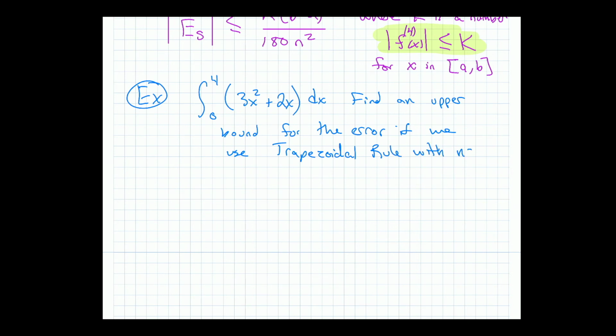with n equals, let's say 8. We're going to use n equals 8. We're not actually doing it, so it doesn't matter. Find an upper bound for the error if we use trapezoidal rule with n equals 8 to approximate the integral. So what that does is it tells us how good n equals 8 is. So we know whether we could use n equals 8 or if we need to go with a bigger number or something. So find an upper bound. So here's what the steps are going to be for that.